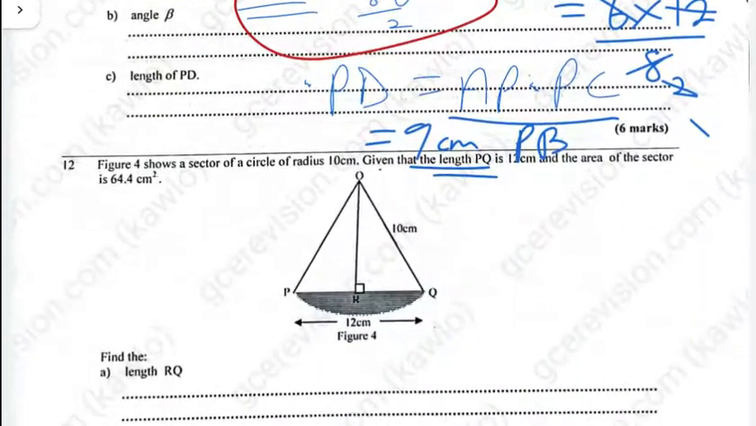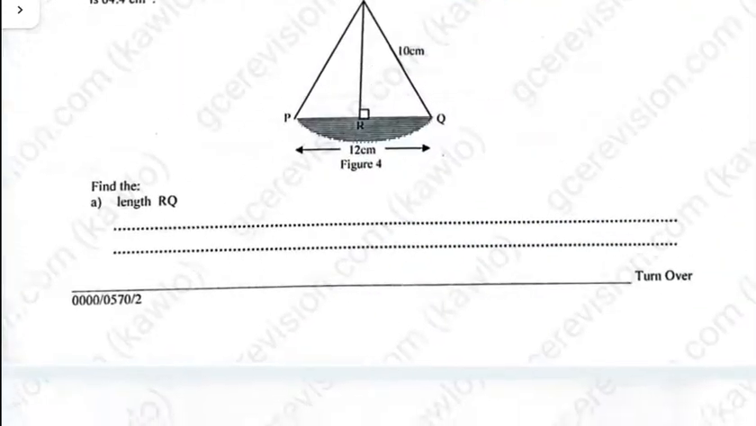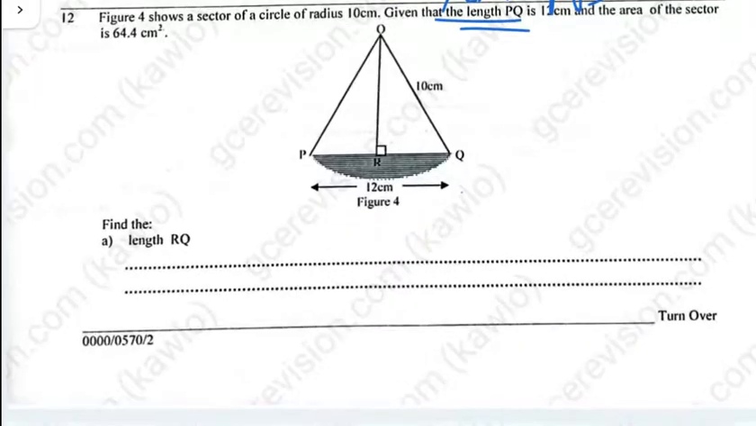Question 12. Figure 4 shows a sector of a circle of radius 10 centimeters. Given that the length PQ is 12 centimeters, find the length OR and the area of the shaded region, given that the area of the sector is 64.4 centimeters squared.